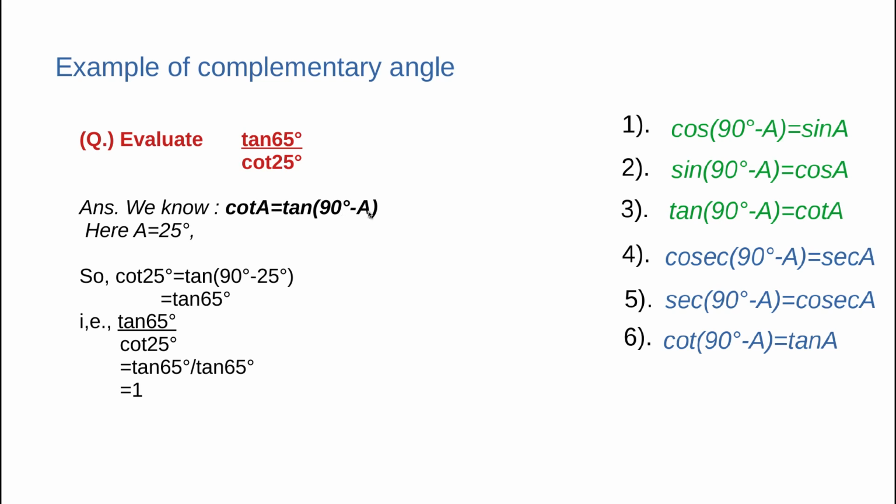So here the value of A is 25 degrees, so we put it here. 90 degrees minus 25 degrees is tan 65 degrees. So cot 25 degrees equals tan 65 degrees. So we put the value of cot 25 degrees in the expression, and we get tan 65 degrees divided by tan 65 degrees, and the answer is 1.